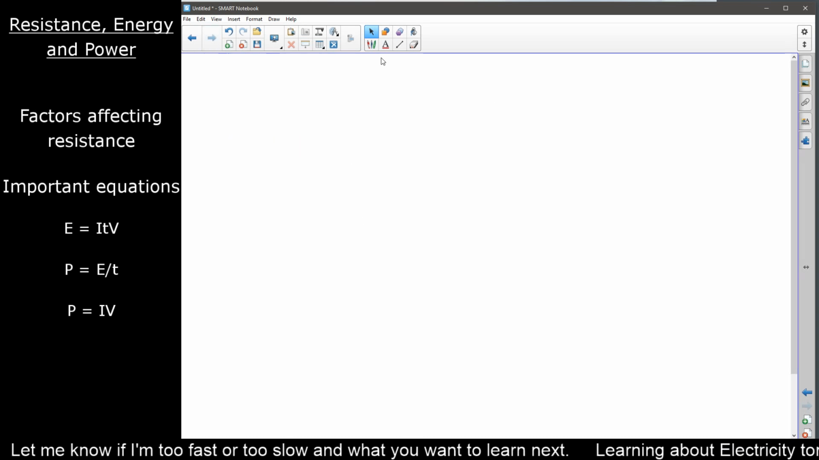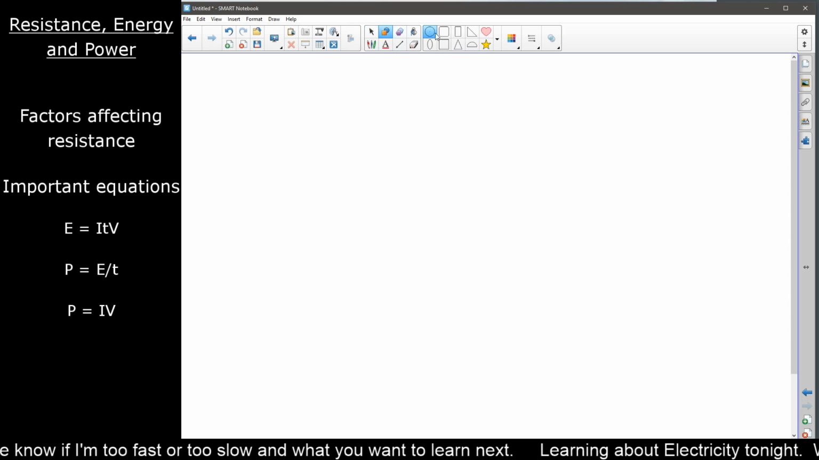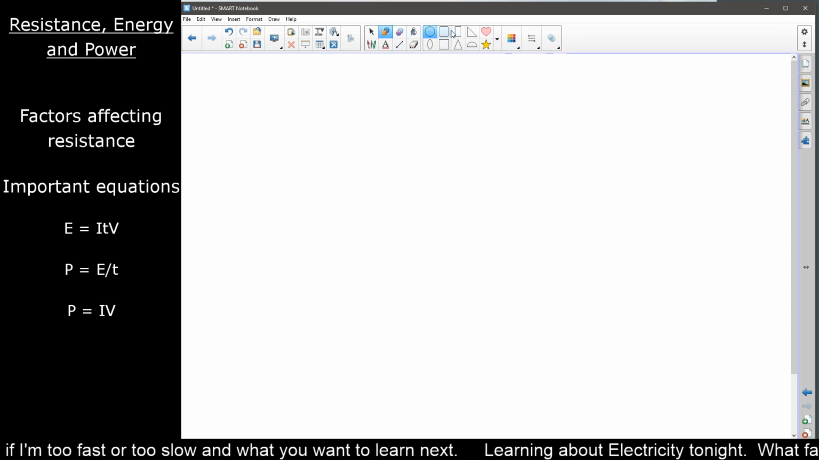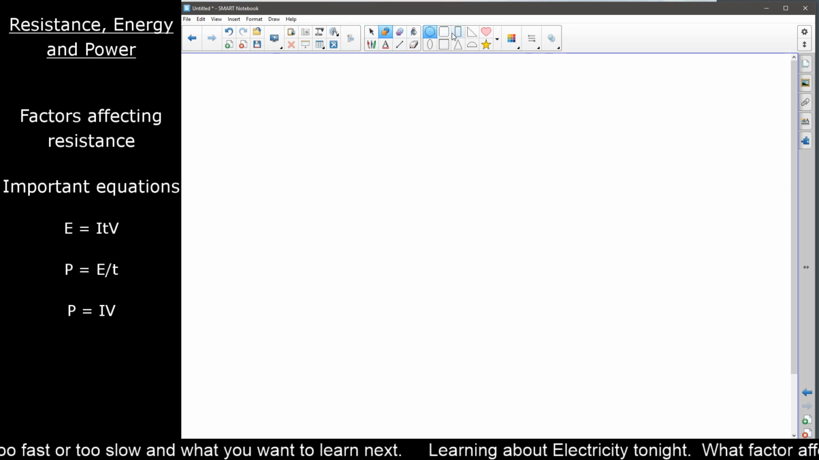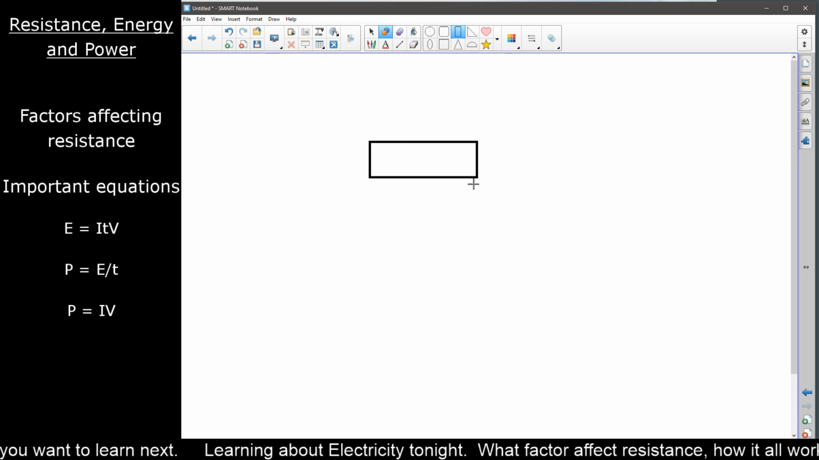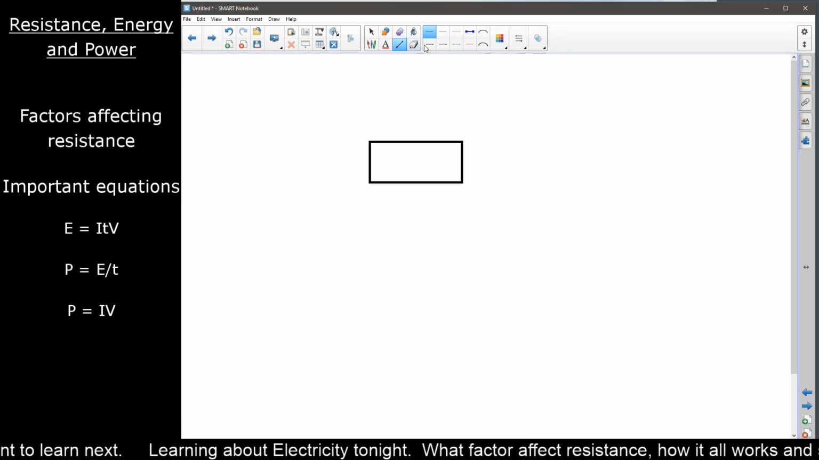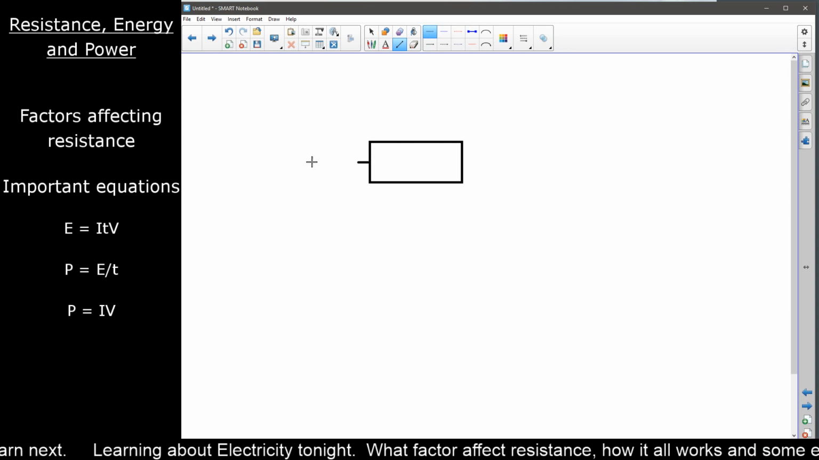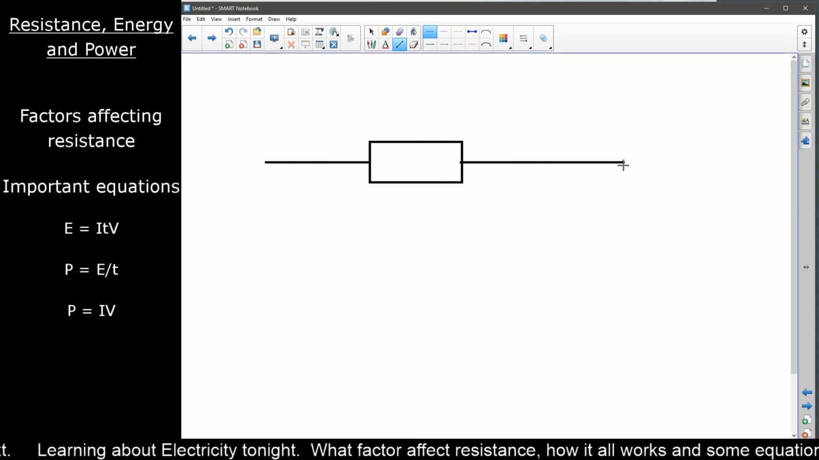We've got to do our equations for energy and power. They're on the left hand side of the screen here. They are E equals ITV, P equals E over T, and P equals IV. Now they work exactly like Ohm's law, which is that they can be used for a whole circuit or part of a circuit. So let's just start with part of a circuit to start with. Do things nice and easily.